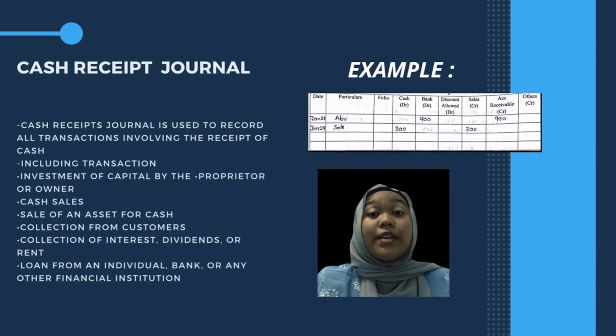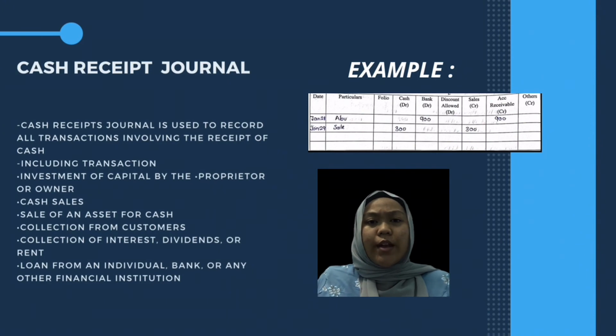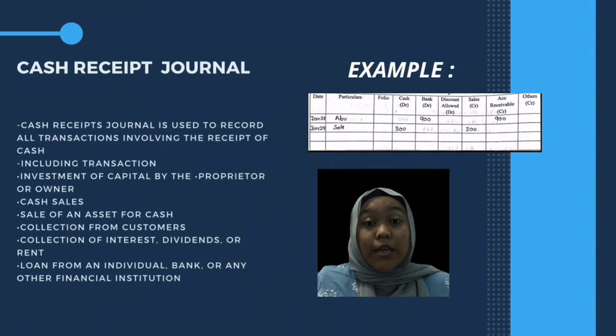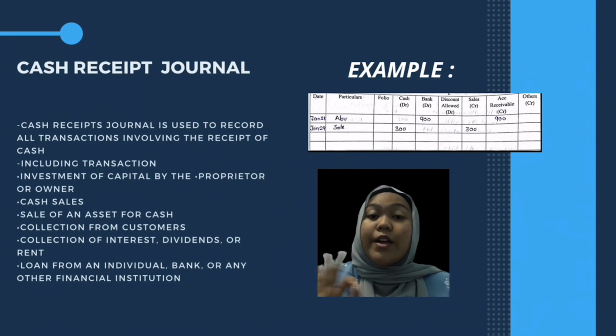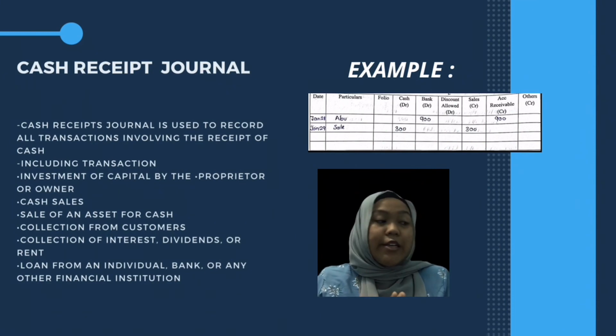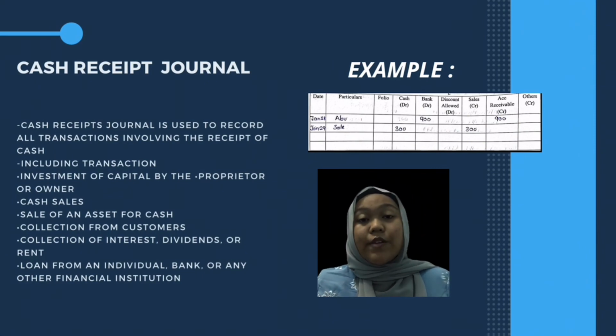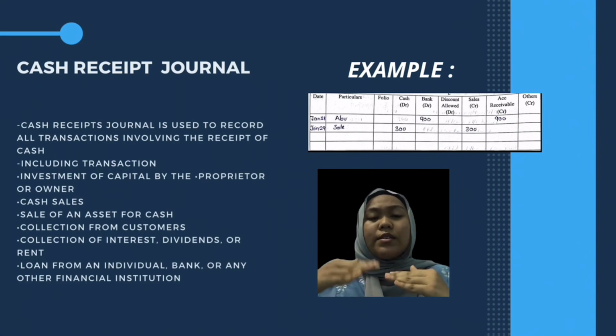The next transaction is a cash sale of amount 300 on 29 January, so we put January 29 on the date, and we put sales on the particular, and then we put 300 on cash and sales because we want to balance our account. Cash, bank, and discount alone are debit, and sales, accounts receivable, and others are credit, so we want to balance our account.